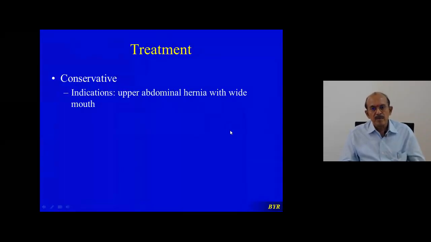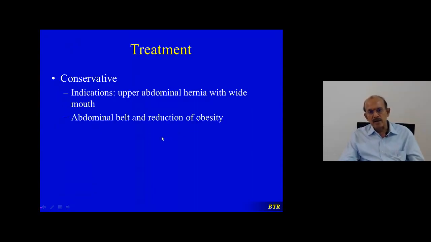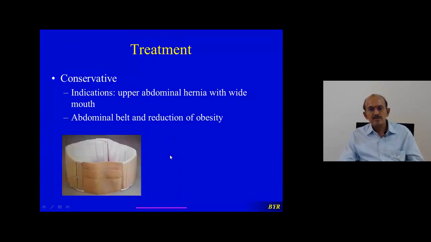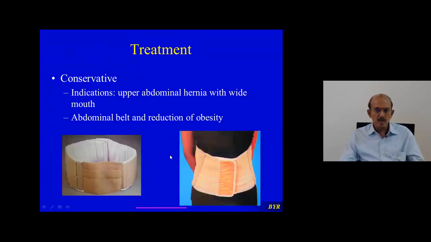Treatment: conservative. Indications: upper abdominal hernia with very wide mouth, abdominal belt, and reduction of obesity. So the patient is advised to wear this belt after reduction of the hernia and reduce the obesity. For upper abdominal hernia, because the mouth is wide, it will not cause obstruction. So if this abdominal support is given, the hernia will not increase in size, usually.